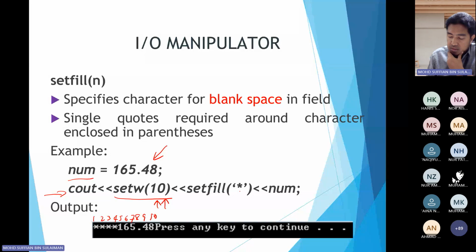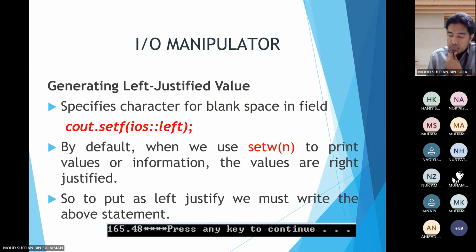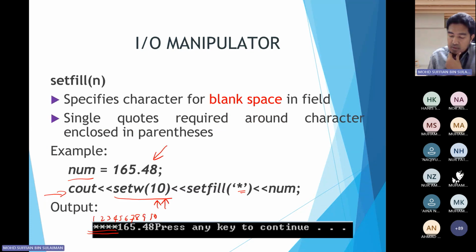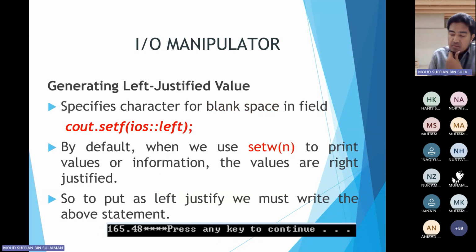And then setfill star, so the blank space will be filled with the star. Star, star, star, star, 165.48. And this one is right justify, on the right side. What happens when you want to make it left justify? You need to add this instruction: cout.setf in brackets ios double colon left. Then you can have this kind of output.